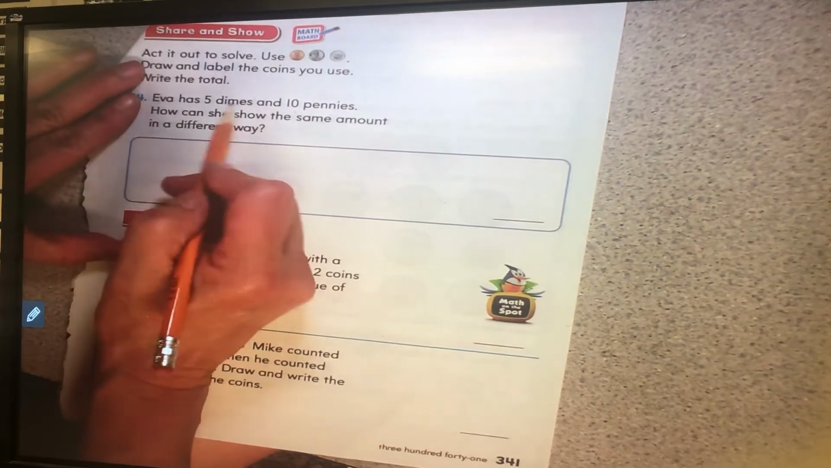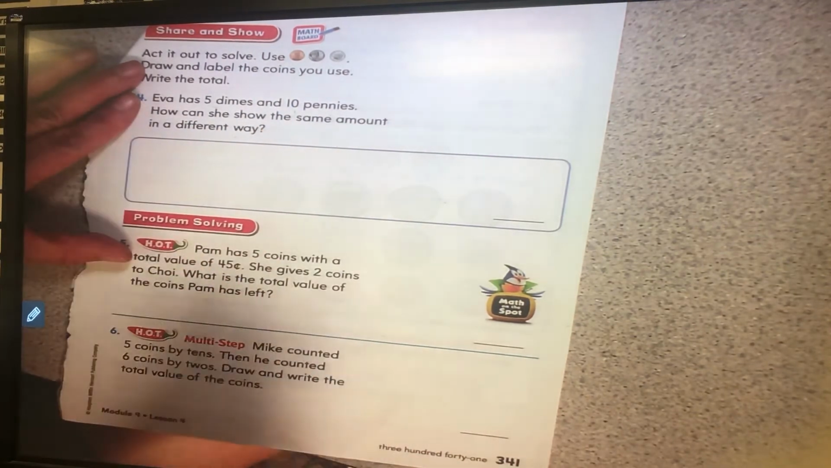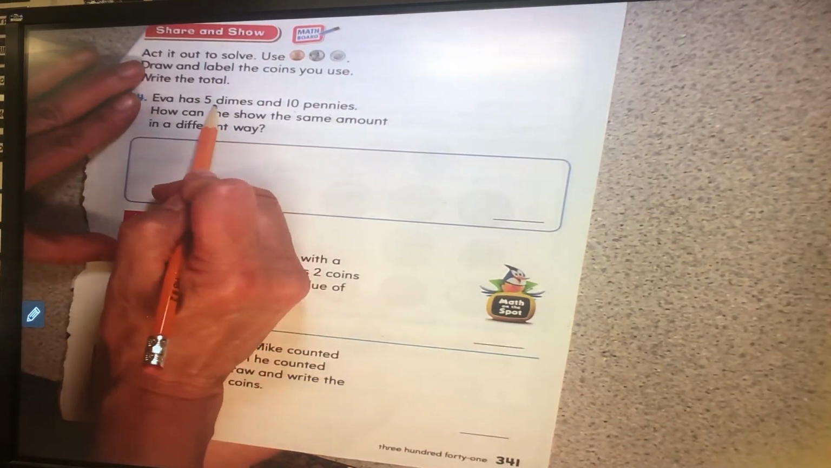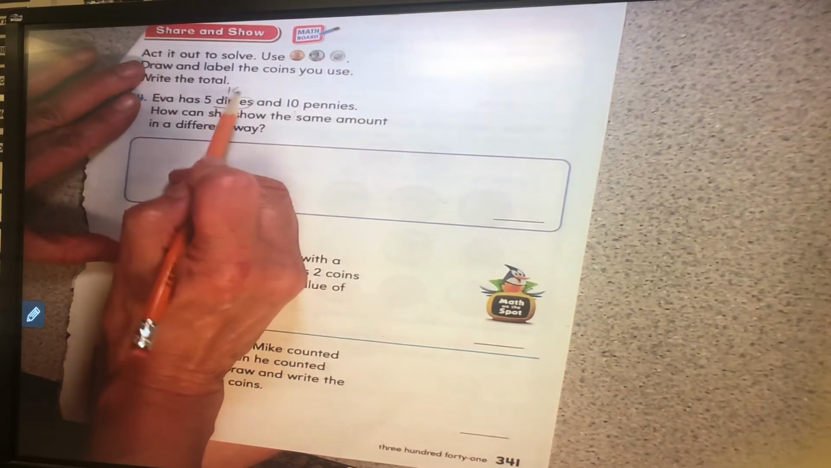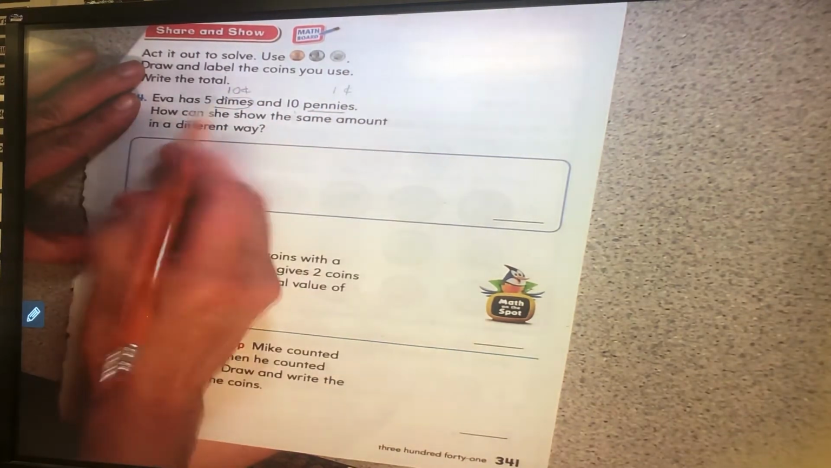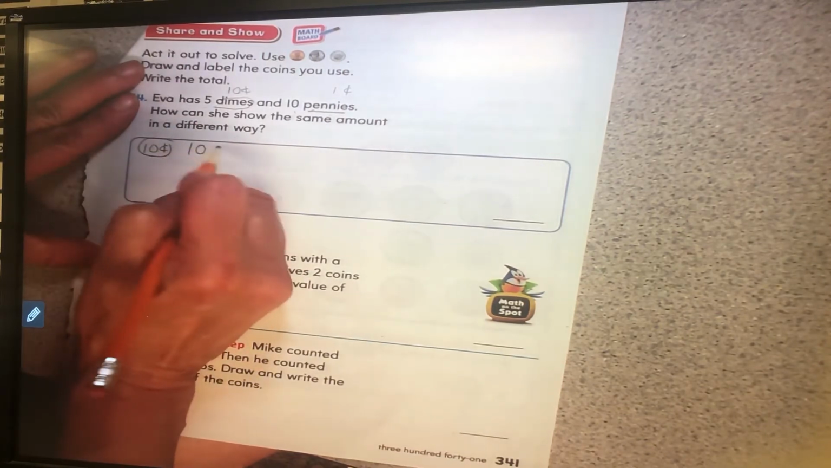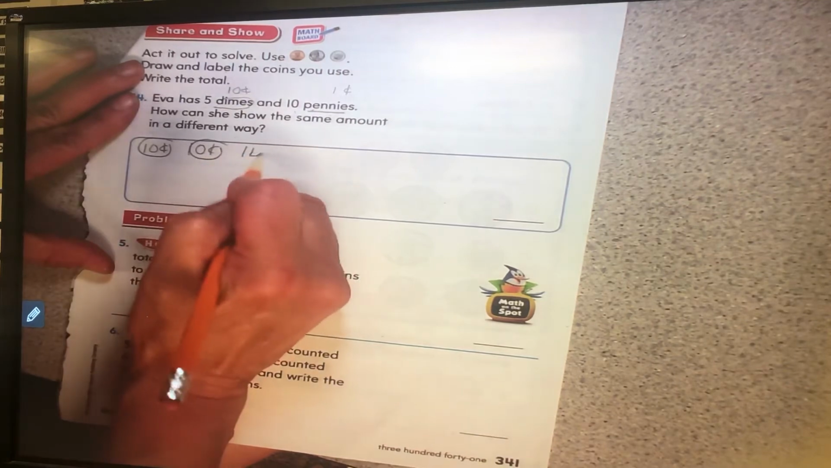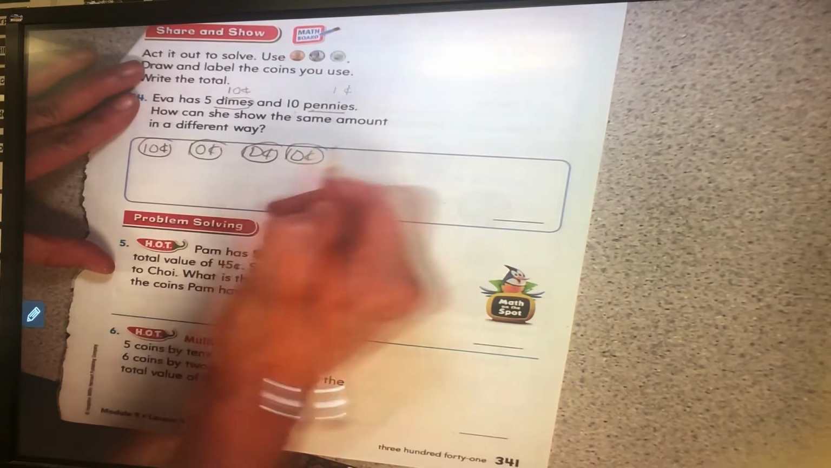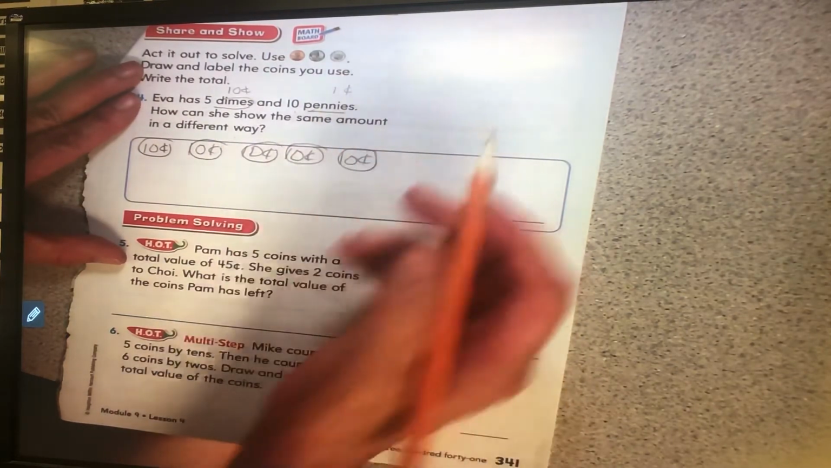So we start with the biggest coin first, the one that has the most value, not the biggest in size, but the one that has the most value. So a dime is worth the most because a dime is worth how much? 10 cents. How much is a penny worth? 1 cent. So let's do the 5 dimes. 1, 2, 3, 4, and 5. And how many pennies?